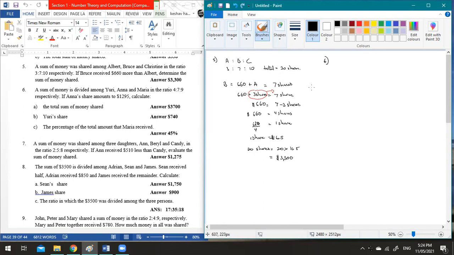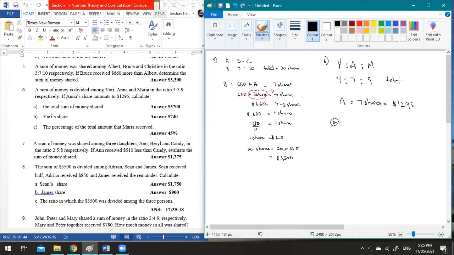Number 6. A sum of money is divided among Yuri, Anna, and Maria in the ratio 4 to 7 to 9 respectively. If Anna's share amounts to $12.95, so Anna was 7 shares equal to $12.95. Calculate the amount of money shared, so A, the total amount.